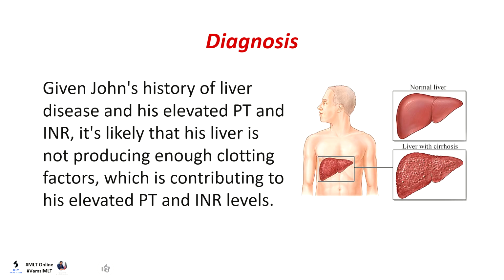Diagnosis. Given John's history of liver disease and his elevated PT and INR, it's likely that his liver is not producing enough clotting factors, which is contributing to his elevated PT and INR levels.